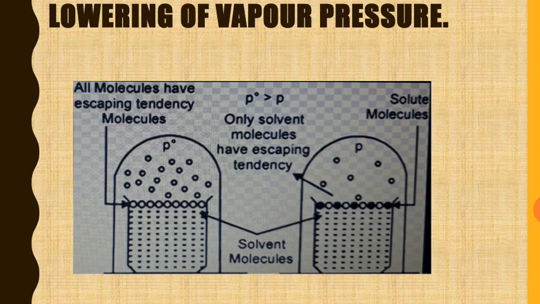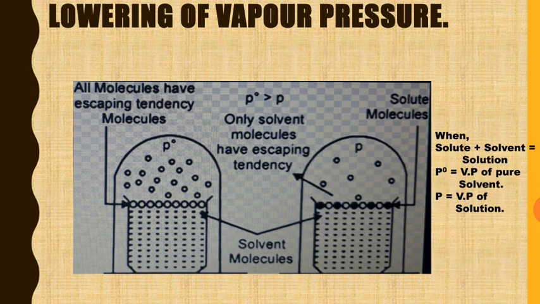Again here P0 is always greater than P. When solute and solvent mix together, they form a solution, and P0 always represents the vapor pressure of the solvent, while P represents the vapor pressure of the solution. Therefore P0, the vapor pressure of the solvent, is always greater than the vapor pressure of the solution. So student, I hope you are getting the point why the vapor pressure decreases.